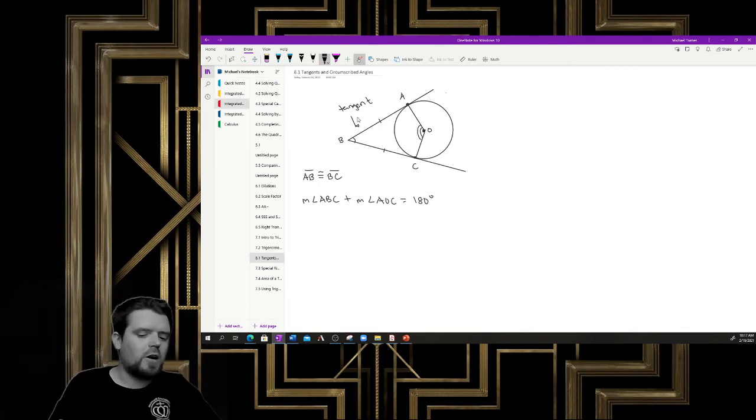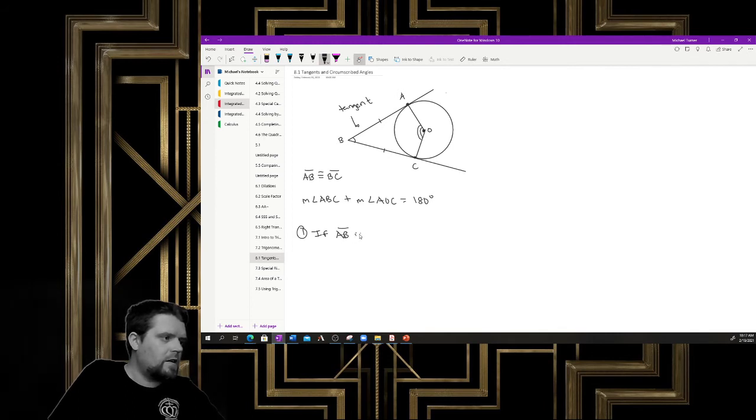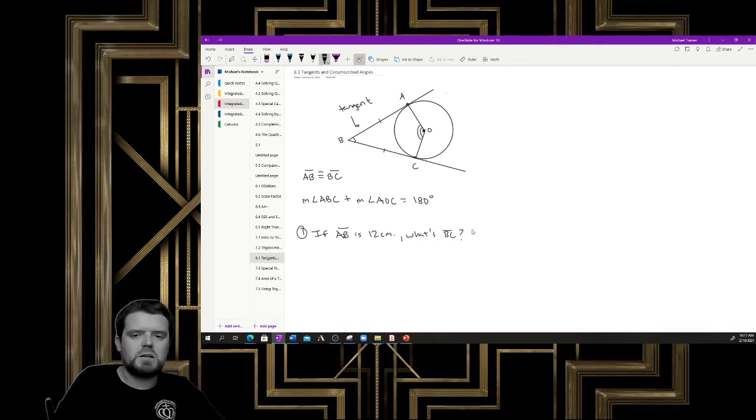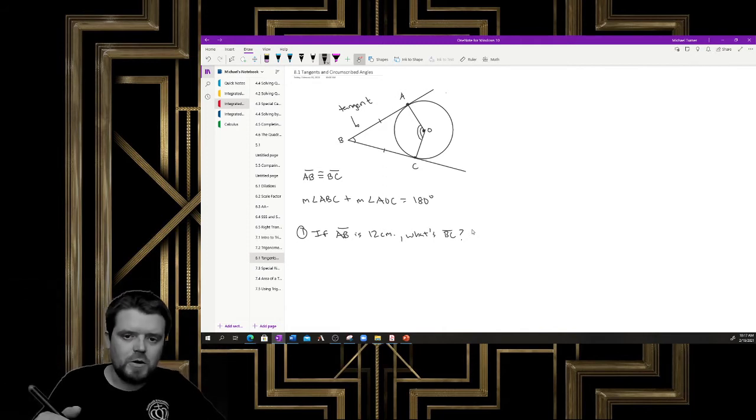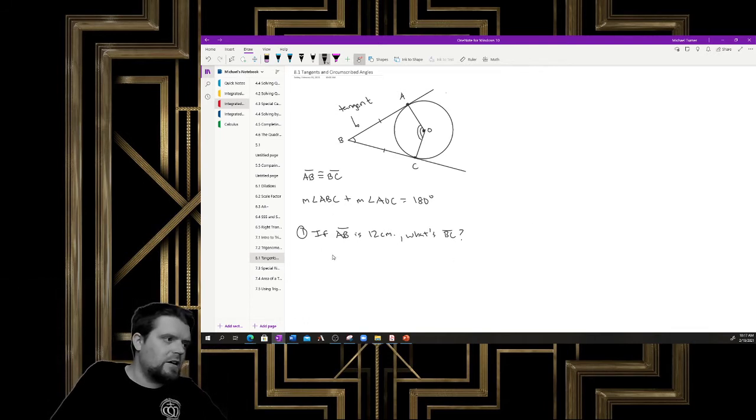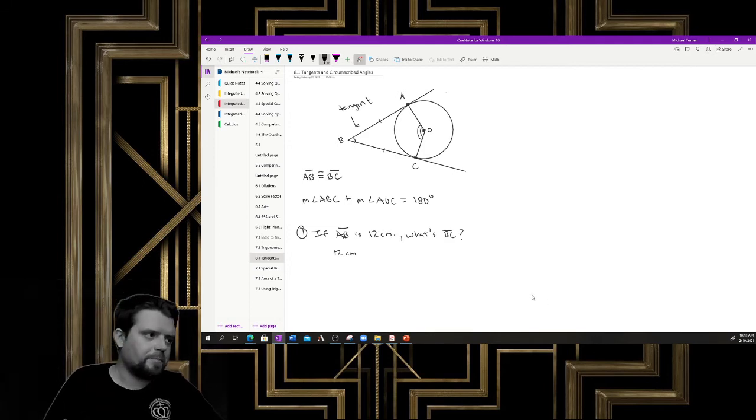For instance, a problem in this section might be very simple. If AB is 12 centimeters, what's the measure of side BC? Based on our theorem and the given information in the diagram, I know that AB and BC are congruent. So if AB is 12 centimeters, then BC is also 12 centimeters. There's no algebra to show here, it's just recognizing that those two are the same.